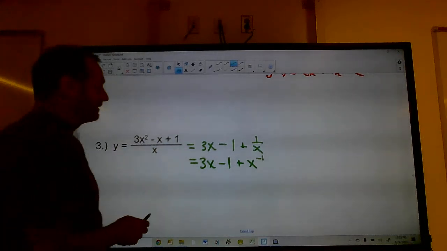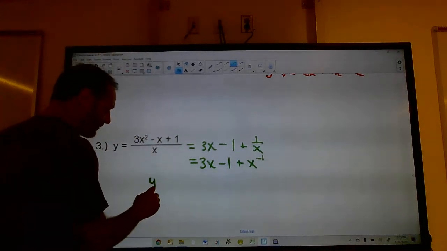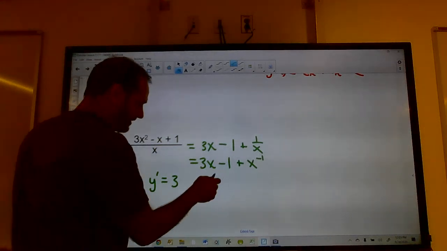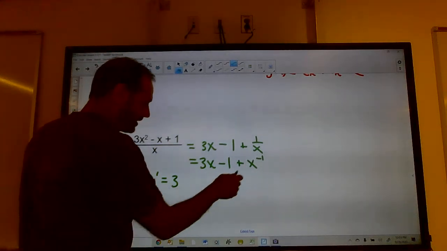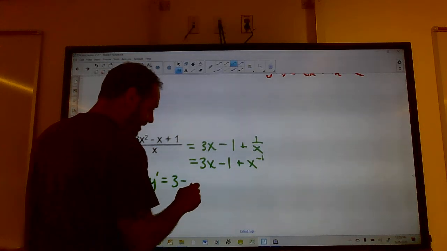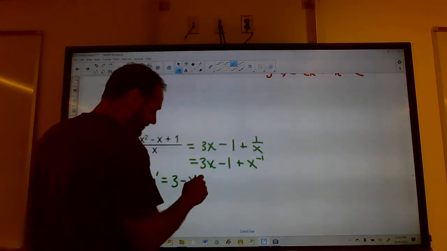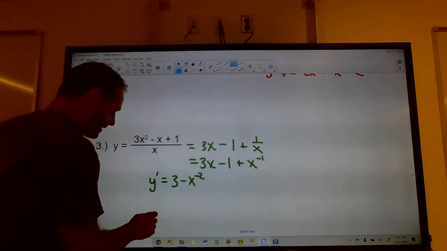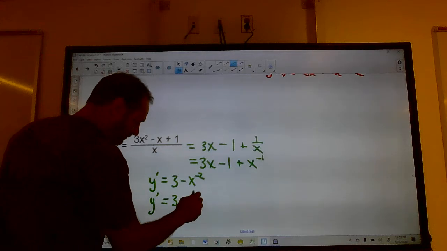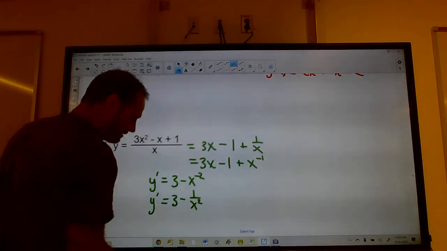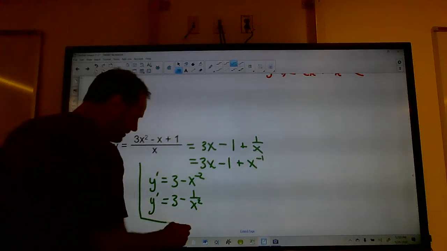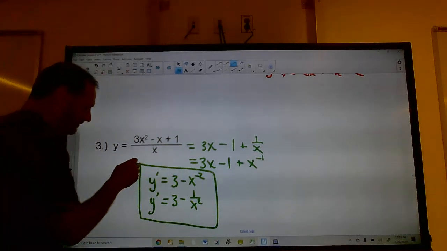Now I can take the derivative. So y prime, the derivative of 3x is 3. The derivative of negative 1 is 0. The derivative of x to the negative 1 would be negative 1x to the negative 2. And then if you needed to, you could go ahead and rewrite it as that. Either one of these two is fine.